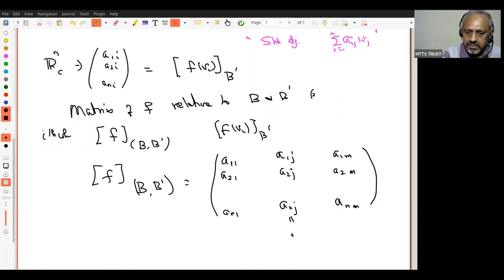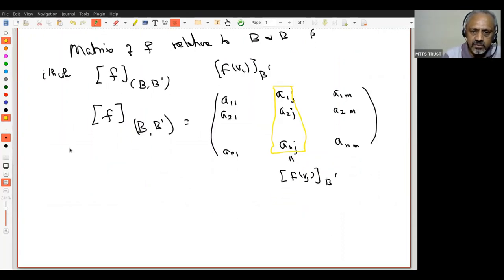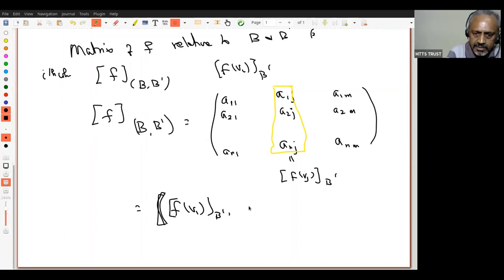Okay, and this is nothing other than F of Vj with respect to the basis B dash. This column, the jth column, is nothing other than this vector. You understand? That's why we are writing this. So, in other words, I can write this matrix as F of V1 with respect to the basis B dash, F of V2 with respect to the basis B dash, and so on, F of Vm with respect to the basis B dash.